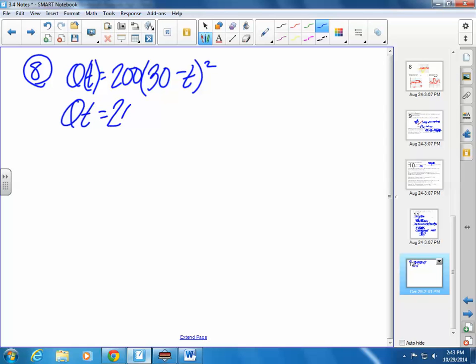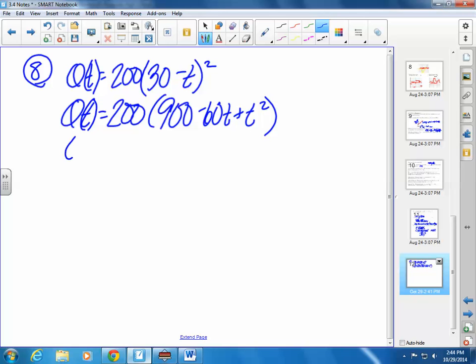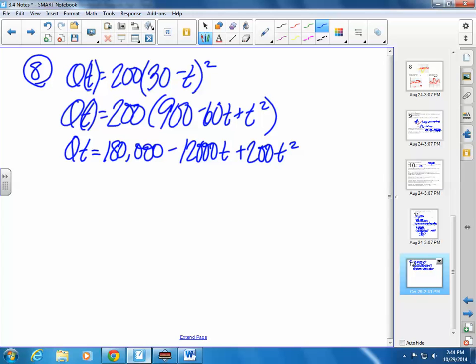I would probably go ahead and FOIL this out, and probably even simplify it from there instead of worrying about the product rule or something. 200 times 900 is 180,000, minus 12,000. I believe, if I did the math right, 180.